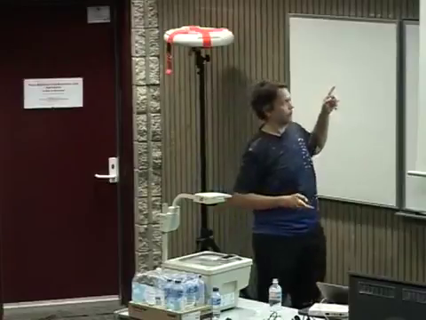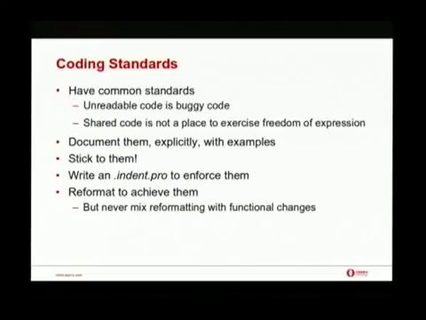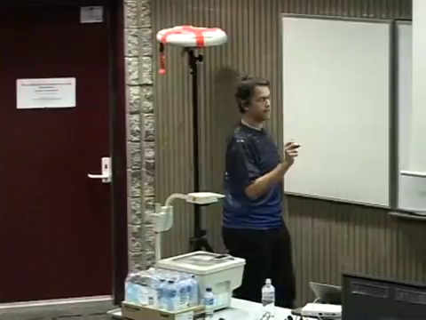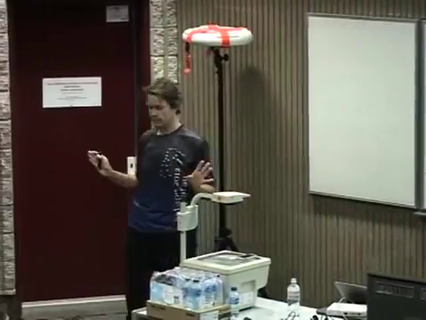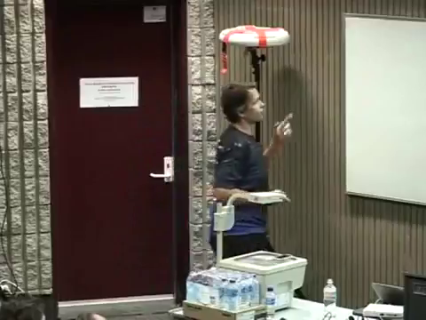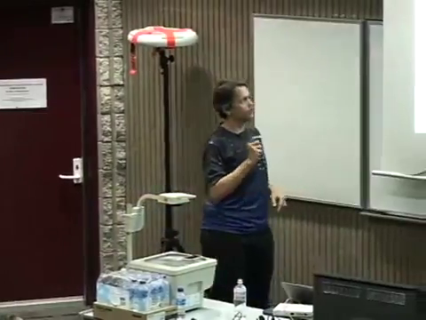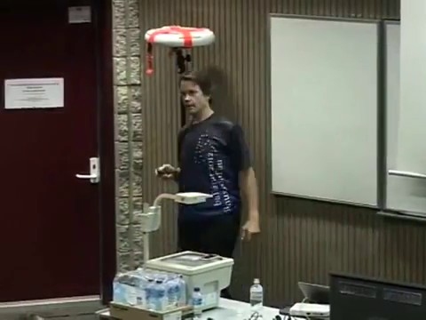It needs to be very well documented and needs to be stuck to, written in indent.pro. Very useful trick. It means that it's in the actual version control system. So anybody working on your project can just run indent on a function, whatever, and it comes out the way it's supposed to. So there's no arguments. And if your coding standard is not expressible in indent.pro, you are doing your coding standard wrong. You should reformat code to achieve them. Don't mix reformatting changes with functional changes. You'll hate yourself.